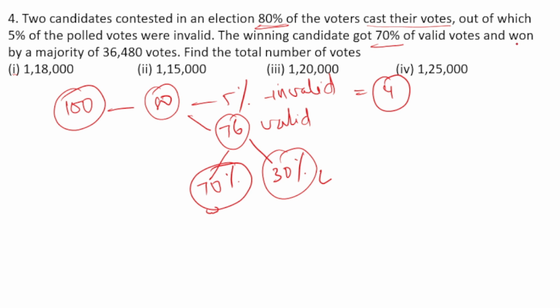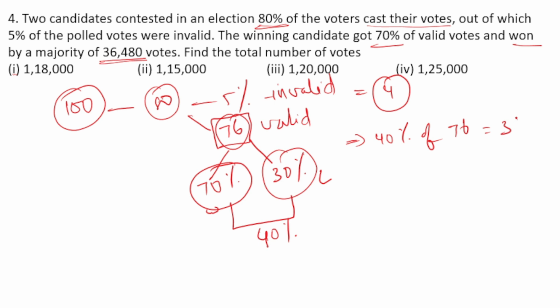And the winning candidate won by a majority of 36,480 votes. So this winning candidate got how many more votes? 40% more votes. Okay. So 40% is equal to 36,480. So here we have 40%. 40% of 76 is equal to 36,480.